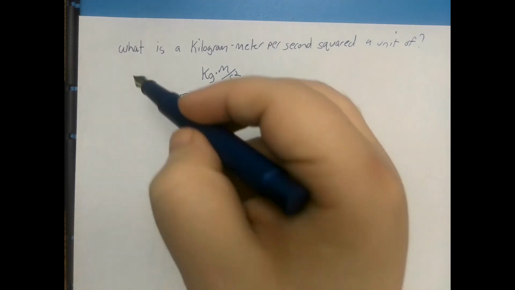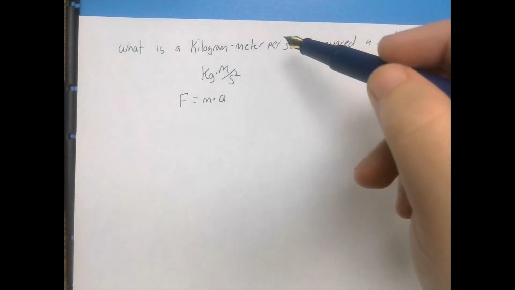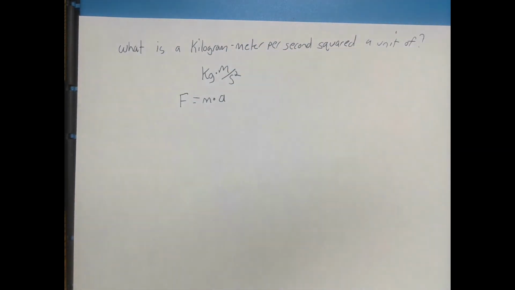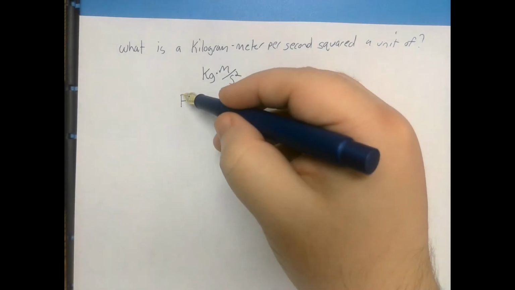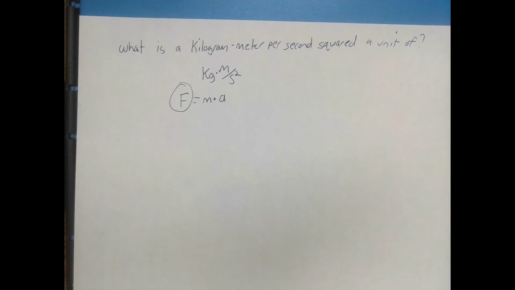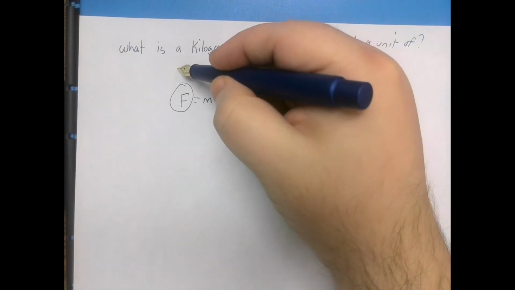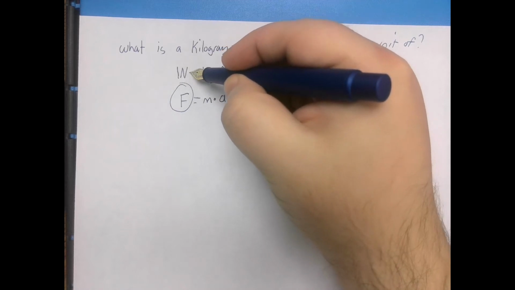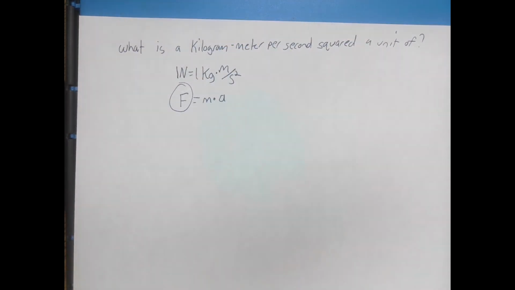So I ask again, what is a kilogram meter per second squared a unit of? Unit of force. This is the definition of a Newton. 1 Newton is equal to 1 kilogram meter per second squared.